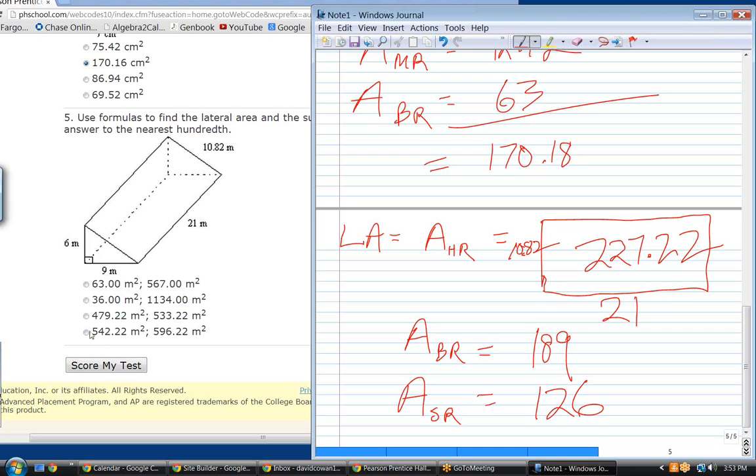Not that we have to do it, because they only gave us one answer, but let's do it anyway. In other words, what's the area of this rectangle, and there's two of those? That's the only thing in this figure that there are two of. The triangles themselves? There's the front one, and then there's the back one.